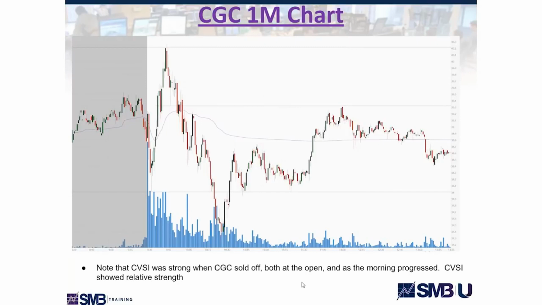Okay, so we're going to note that CBSI was strong when CGC sold off, both at the open and in the morning. CBSI is showing this relative strength. We got the leader really selling off, and we got CBSI really holding up. It's showing us this relative strength overall. And in this case, this is a little bit more of an advanced thought, but it's actually giving us more confidence that there's a bid and buyers in that stock on this day, because it's not trading lower like we would expect, like CGC is doing on this particular day.